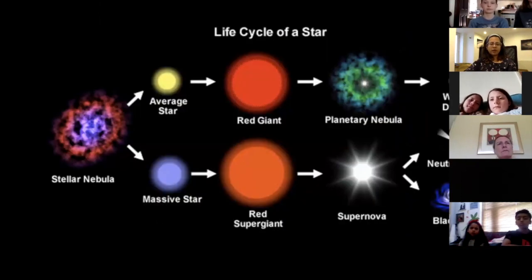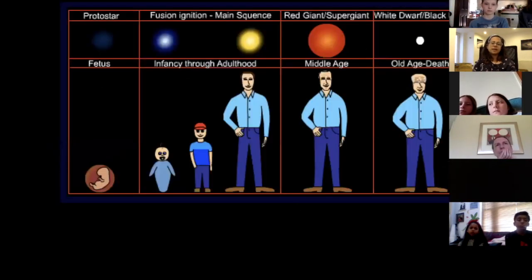So there we go. That's the cycle of the two different tracks of the life cycle of a star. We had the average star going from an average star to a red giant, planetary nebula, white dwarf. And then we had the massive stars, red supergiant, supernova. And then if they're medium-sized, neutron stars and pulsars. And if they're massive, then they do turn into a black hole. And like I said, it's kind of similar to the life cycle of a human being.